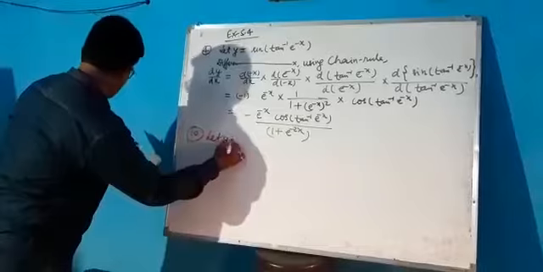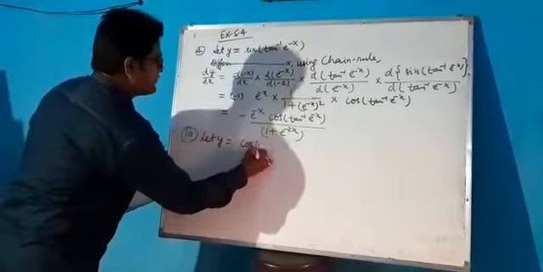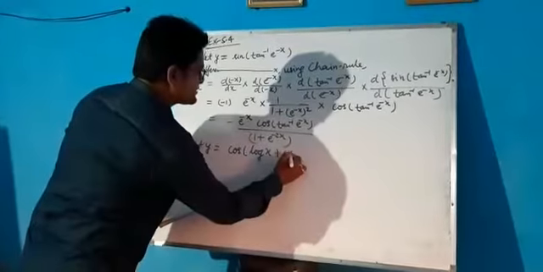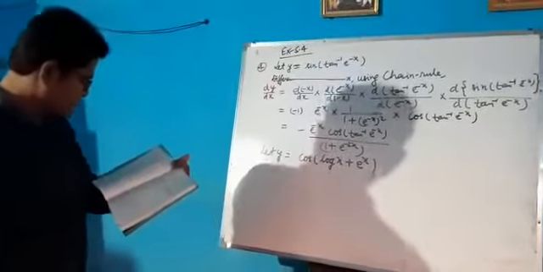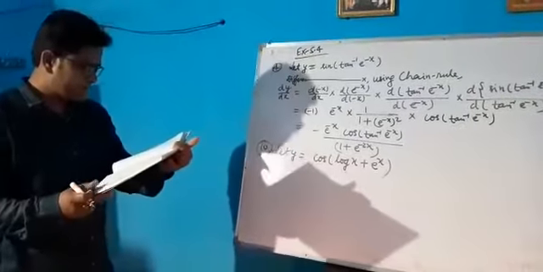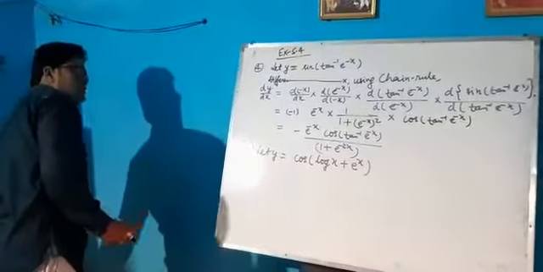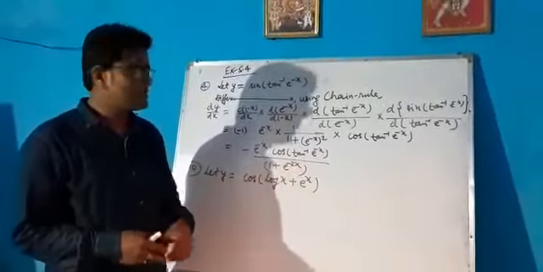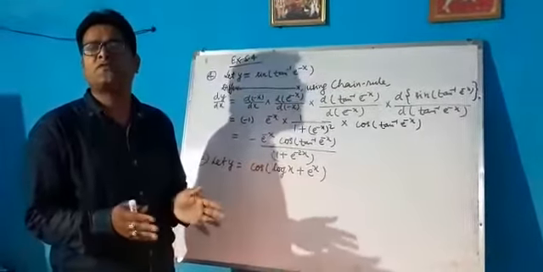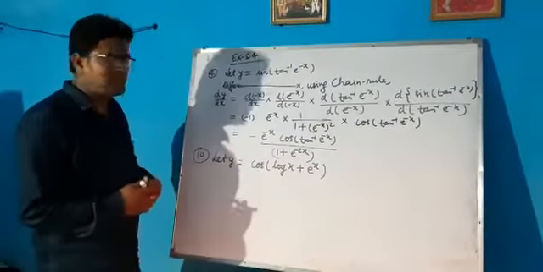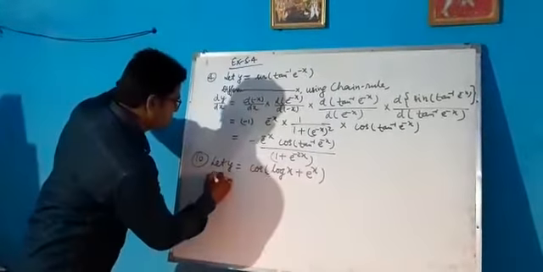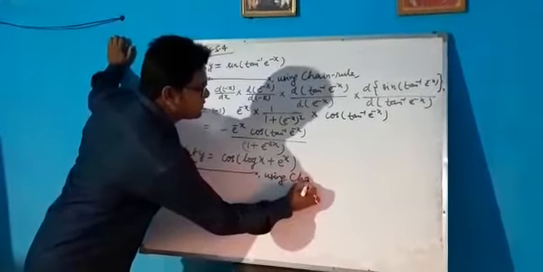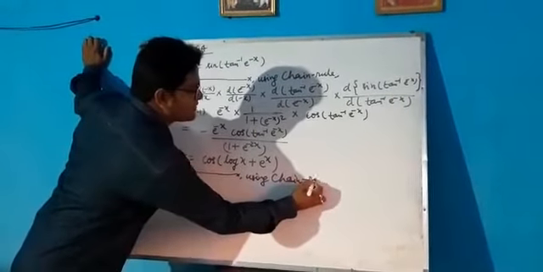Again you let y is equal to cos of log x plus e to the power x. Now see, cos of log x plus e to the power x is a function of log x plus e to the power x. Then log x plus e to the power x are separately the functions of x. So we can differentiate accordingly. Let us apply again the chain rule. Differentiating both sides with respect to x using chain rule. I am applying here again the chain rule.